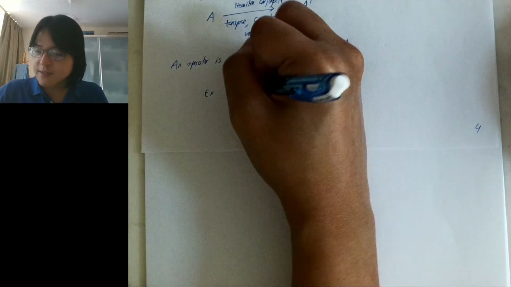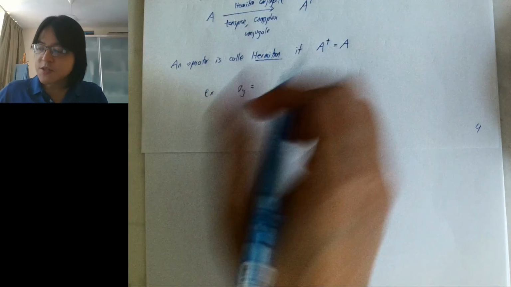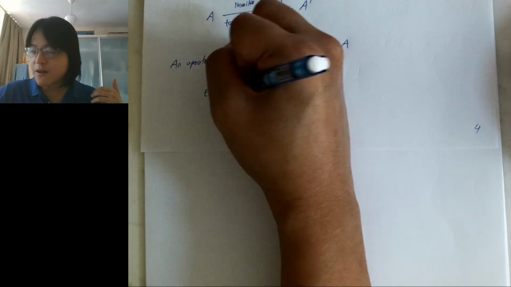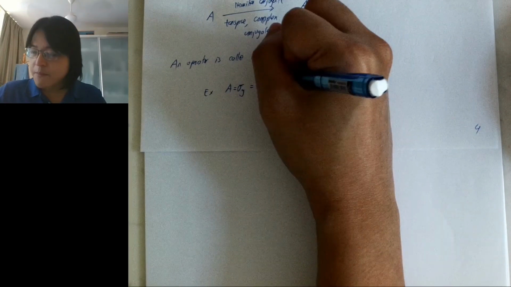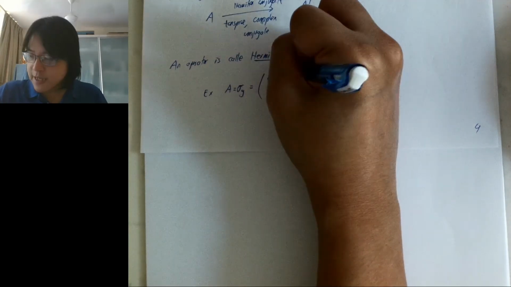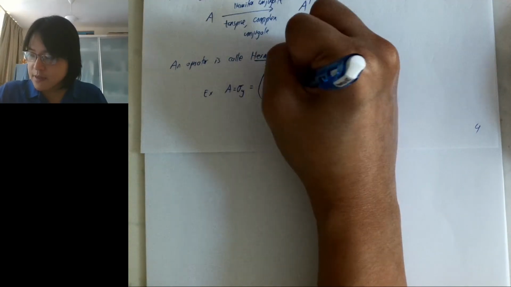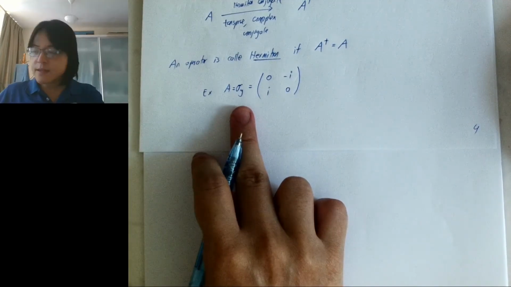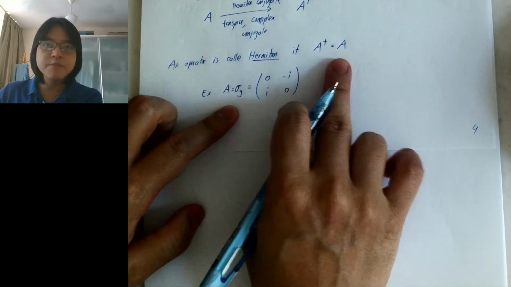Let's take an example of sigma y. Later you will deal with this quite often. So let's just call this sigma y, or if you're not comfortable, let's just call this A. I'm just giving you an example of a Hermitian operator. So let's take 0, minus i, i, 0. This is something that we will encounter later, but I'm just demonstrating this Hermitian property.